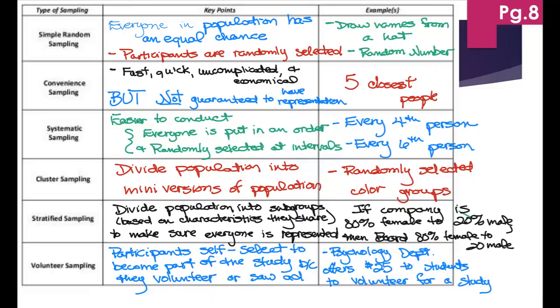Cluster sampling. Divide population into mini versions. Okay. Randomly selected color groups. With the cards, what would cluster sampling look like? What clusters could we do with our cards, do you think? Suits. The suits. Yes, and what are the suits again? Spades. So we could put spades over here, hearts, diamonds, and clubs. Okay, that is cluster. They would be clustered together. All right.